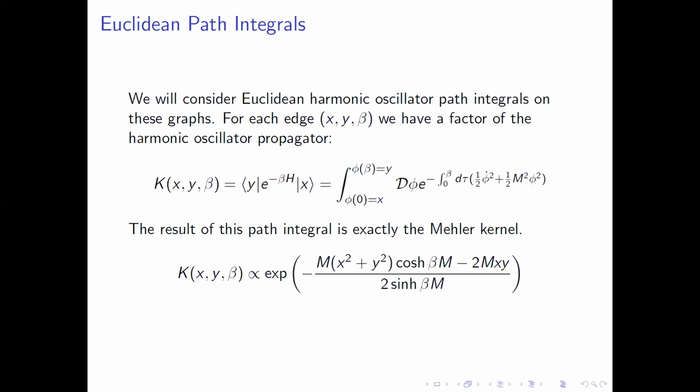So for each edge, we'll label the vertices by, say, x and y, and each edge will have a weight called beta, and beta is how long we're going to perform the Euclidean path integral for. So that's given by the harmonic oscillator propagator in this expression here. And the result of this path integral is exactly the Mehler kernel. So you can evaluate this just by inserting complete sets of energy eigenstates and performing the sum explicitly. And the important thing about this function K(x, y, beta) is that it is precisely a Gaussian in the variables x and y. So that will be very important for our analysis.